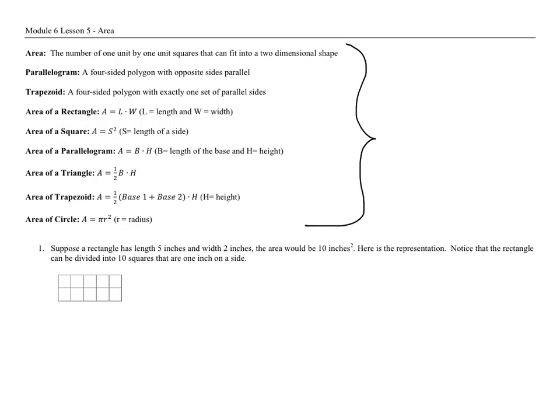So number 1, suppose a rectangle has a length of 5 inches and a width of 2 inches. The area would be 10 inches squared. And here's the representation. I'm slicing it every inch lengthwise and widthwise, so I get a total of 10 square inches within the object.